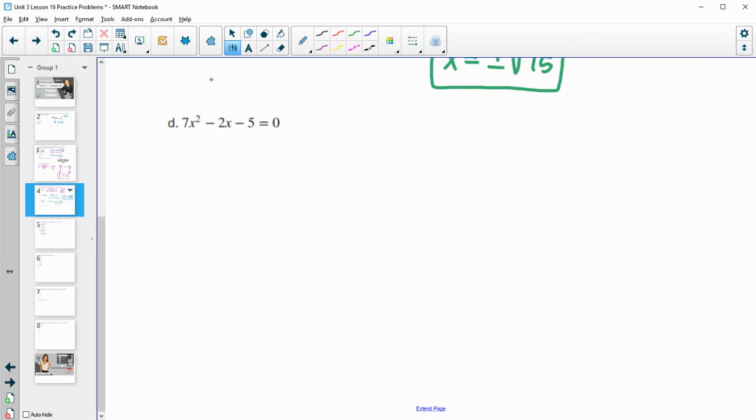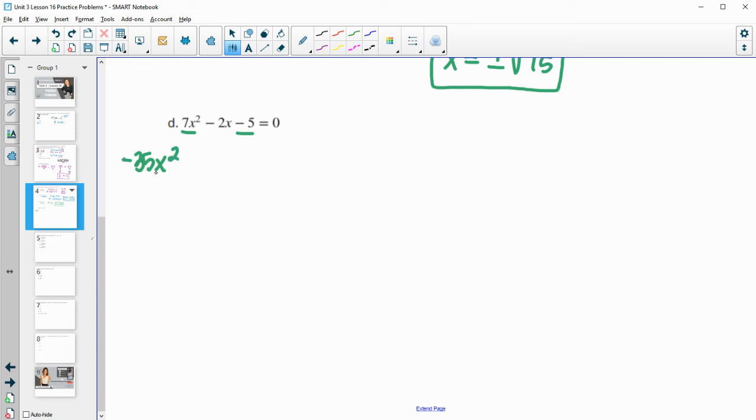Then this last one has a 7 as our a value, so we can't just look for the factors of negative 5 that add to the middle. So you actually multiply these two terms, negative 35x squared, and look for factors of negative 35 that add to negative 2. Or you can use the quadratic formula. And so there are factors of negative 35 that add to negative 2. It's negative 7x and positive 5x. So then we can put this into our factoring box.